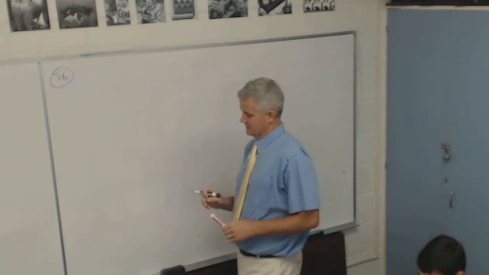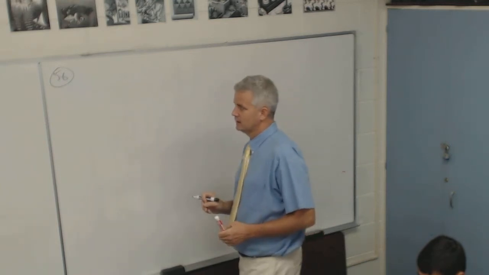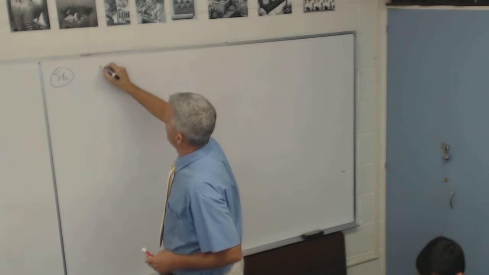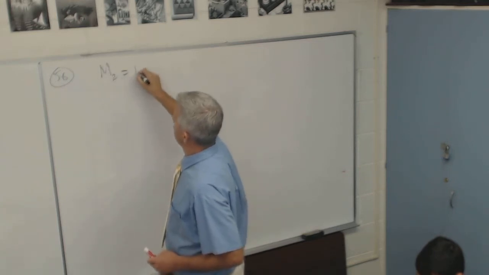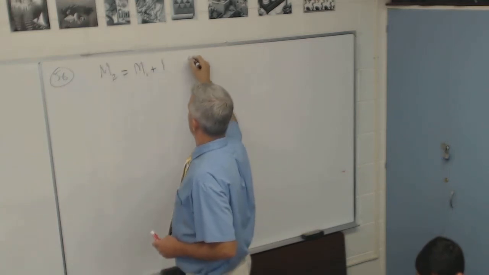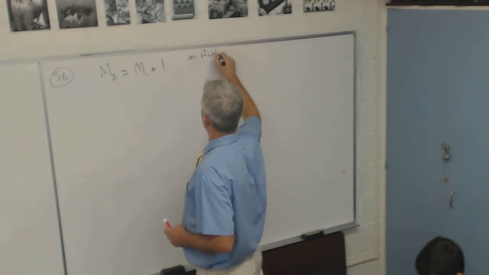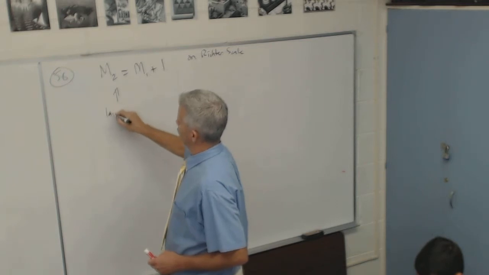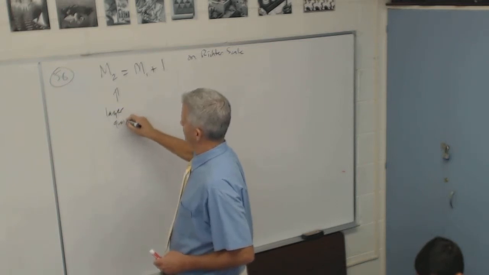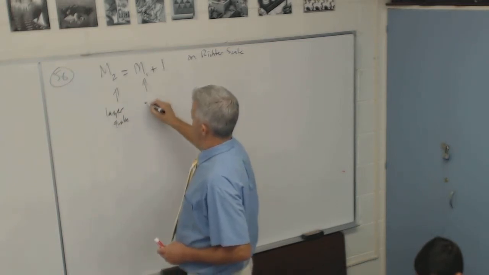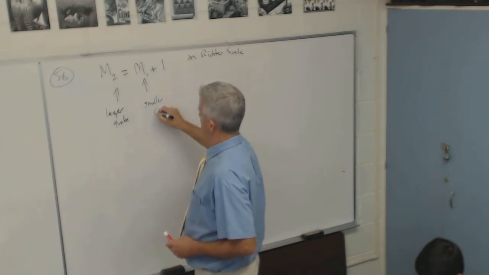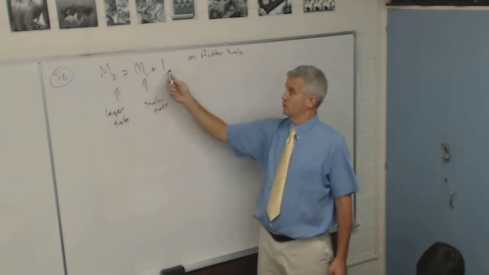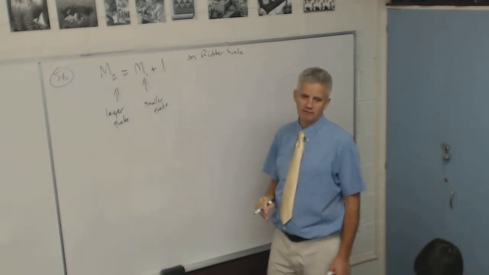Really? Billy, 56. Suppose that the magnitude of two earthquakes differ by 1 on the Richter scale. Find the ratio of the released energy of the larger earthquake to that of the smaller earthquake. Note, see exercise 55 for terminology. Okay, so here's the larger earthquake, and here's the smaller earthquake. And the magnitude of the larger is one more than the magnitude of the smaller.